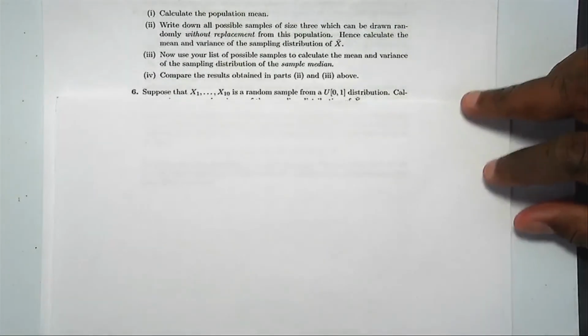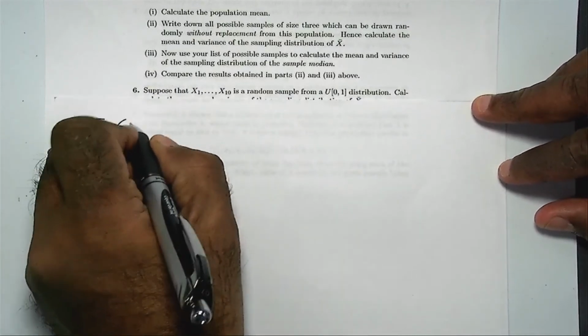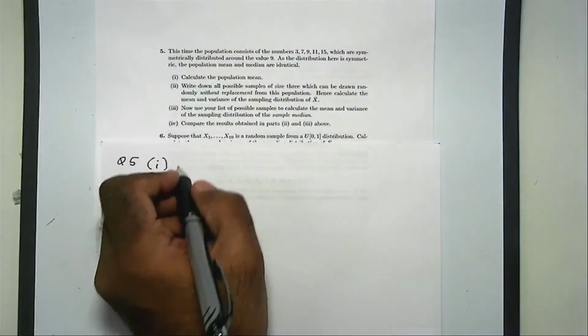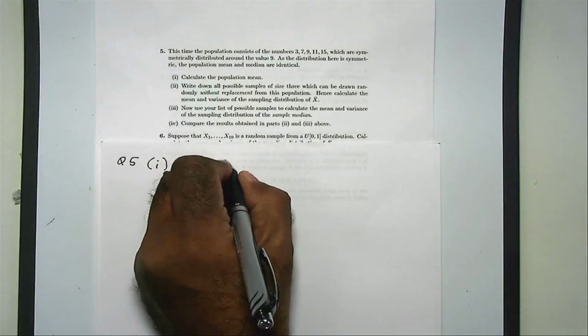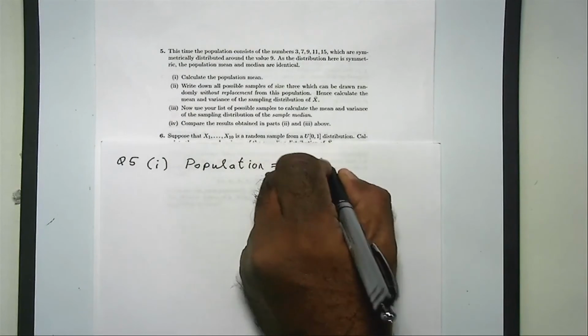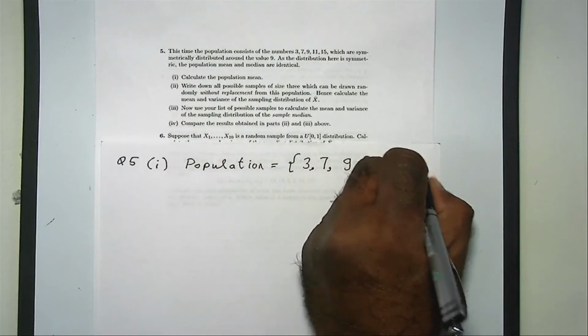Okay, the first part is to calculate the population mean, right? So let's see how we can do that. That shouldn't be difficult. So this is question 5. The population consists of the numbers 3, 7, 9, 11 and 15. Okay.